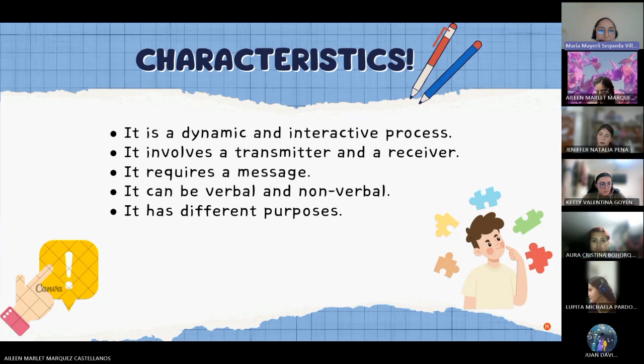The number three is that it requires a message. When speaking, there is always a message, the information, about one topic. The number four is that it can be verbal and non-verbal communication. For example, speaking in words, or in different forms. And the number five is that it has different purposes. Speaking may be about information, or news, or feelings. The purpose is different.